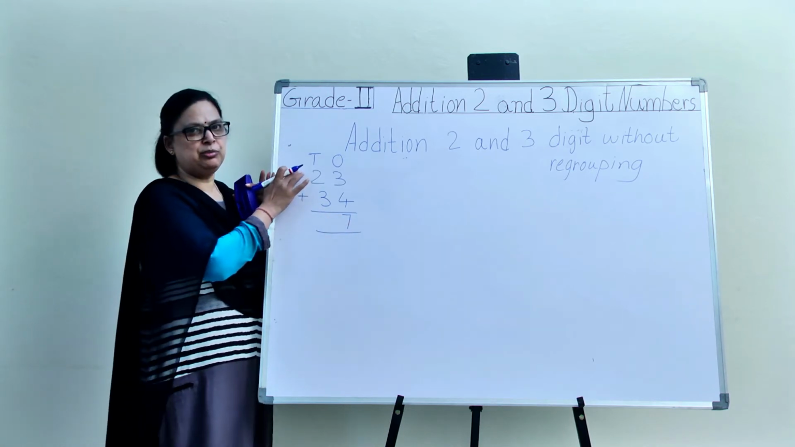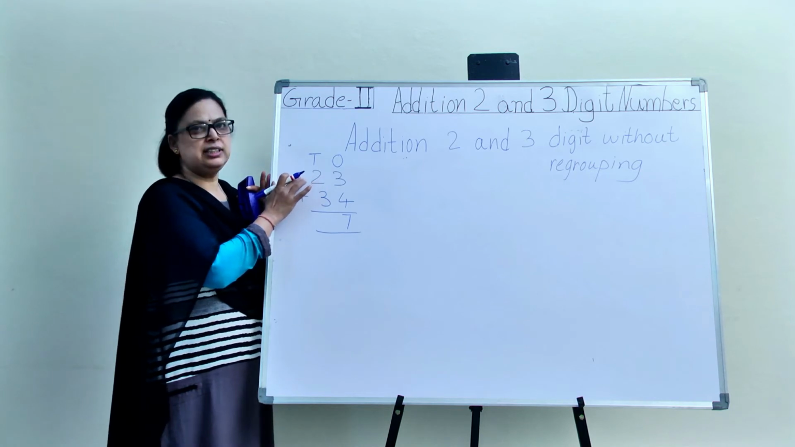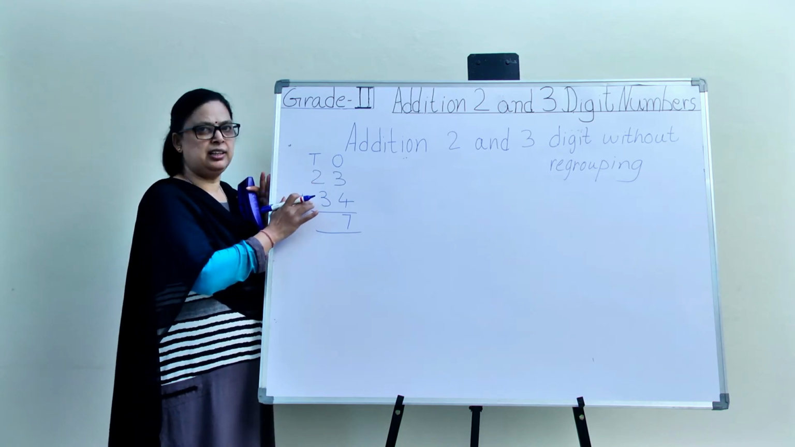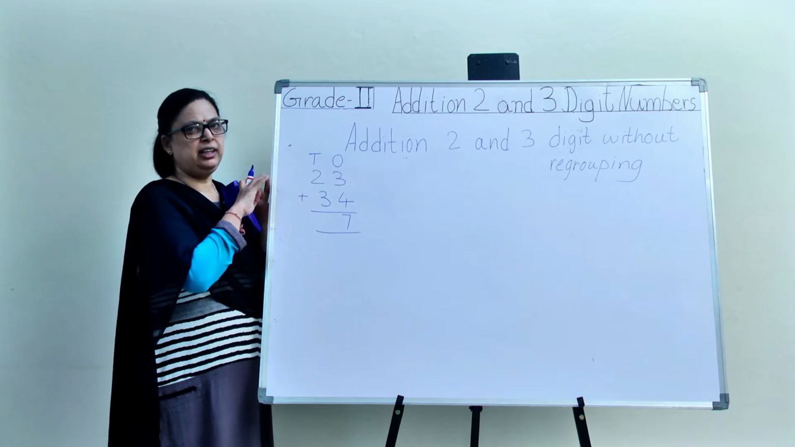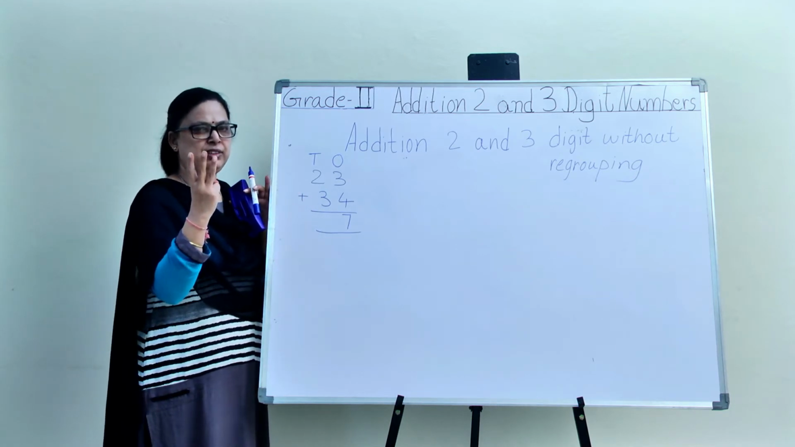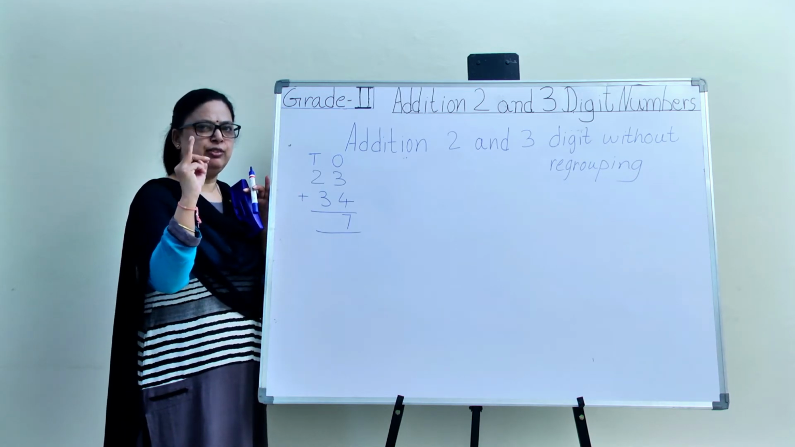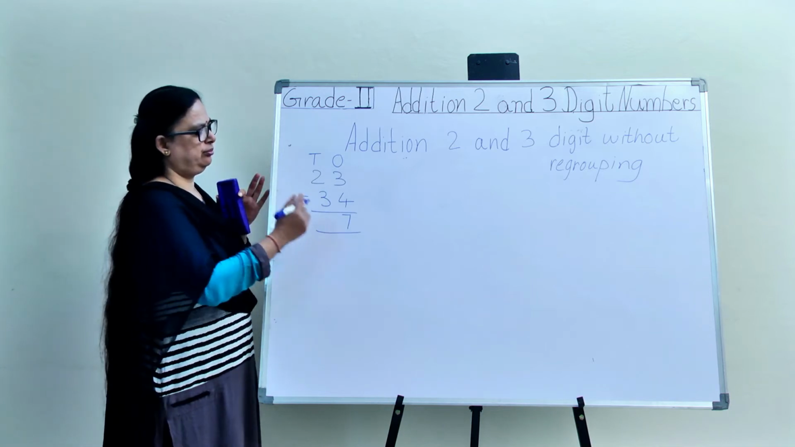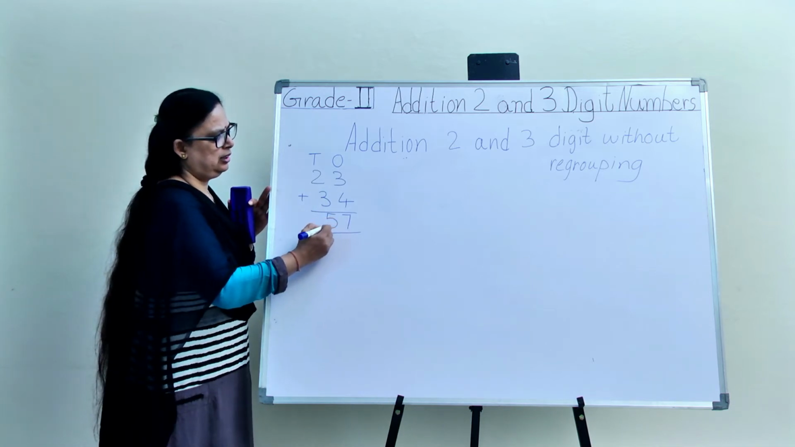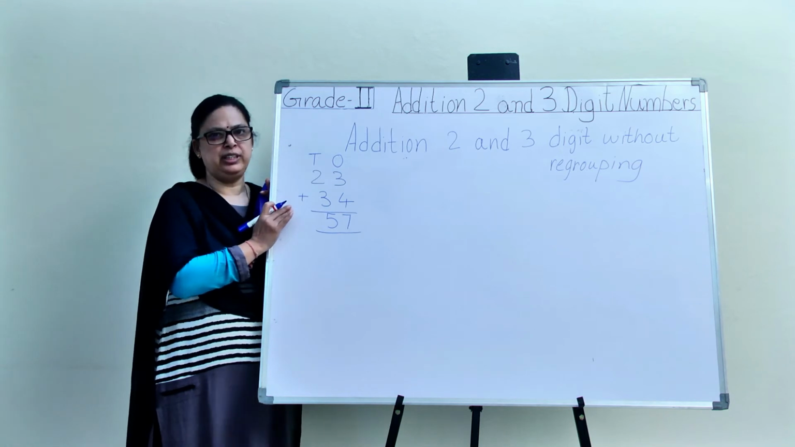Now let us come to the tens place. What are the digits over here? We have 2 and 3. So 2 in your mind, 3 on your fingers. After 2: 3, 4, 5. So this is how we do it with 2-digit numbers.